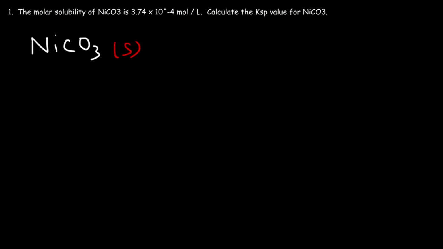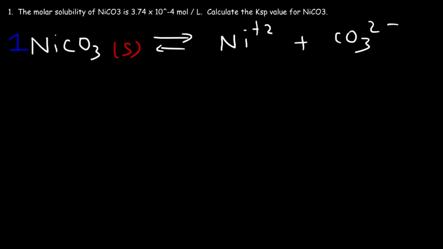Solid nickel carbonate is going to dissociate into the nickel ion and the carbonate ion. So this reaction is in equilibrium. Now what's important though is the molar ratio. This number that you see here, the molar solubility of nickel carbonate, that is the concentration of nickel carbonate that is actually dissolved in a solution. So that's the amount that is in the aqueous phase.